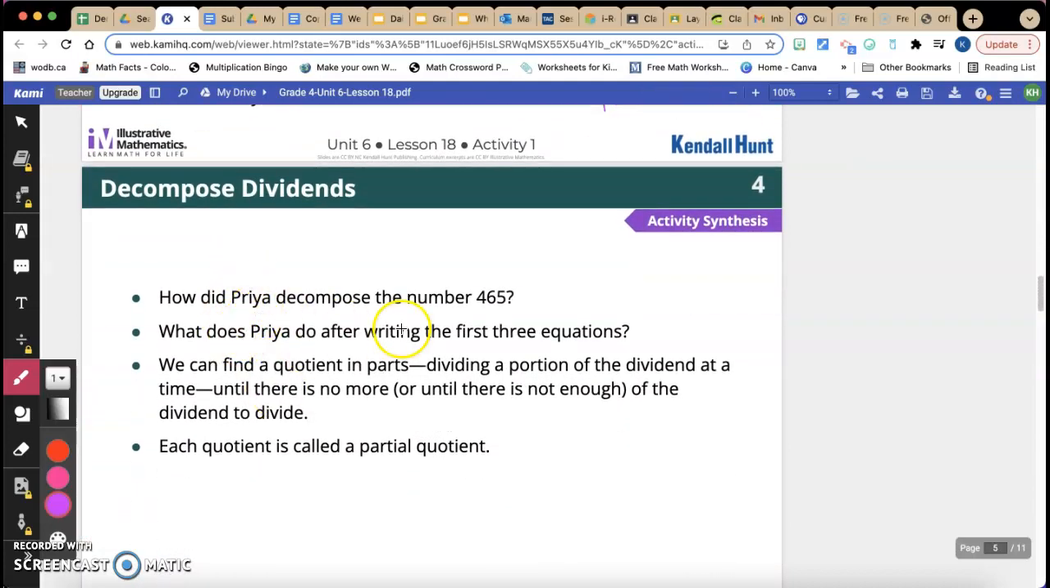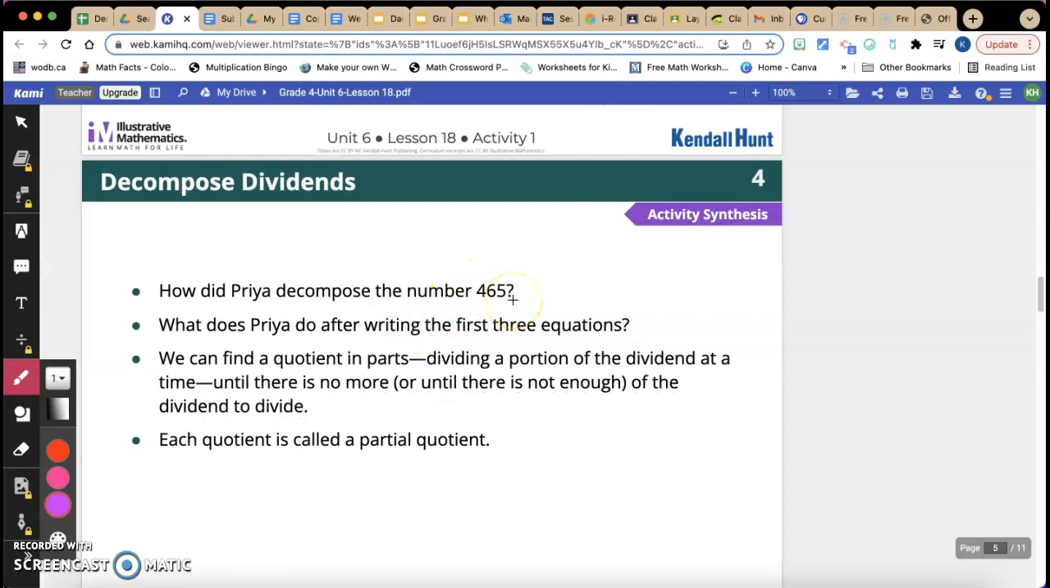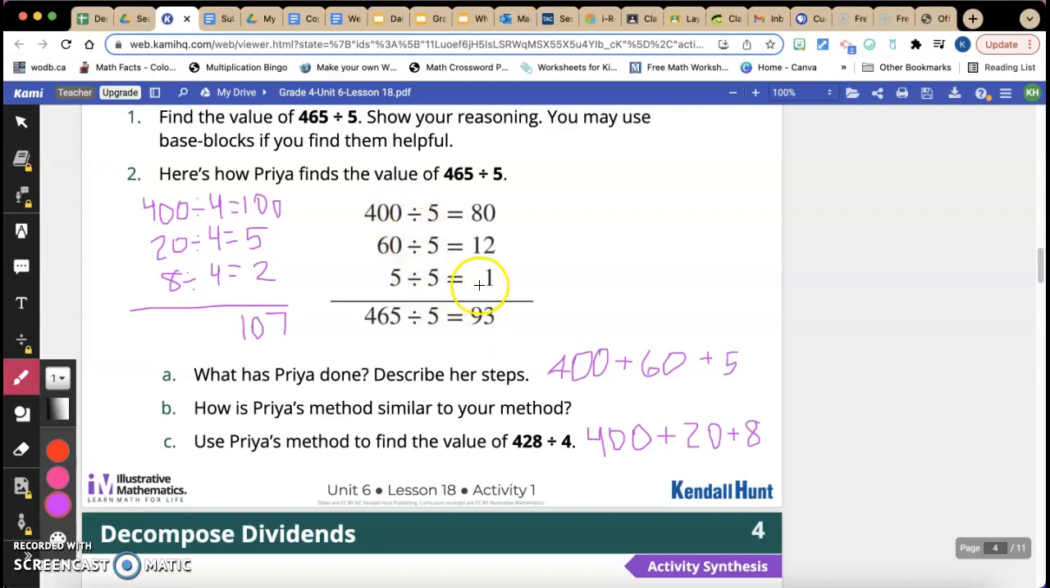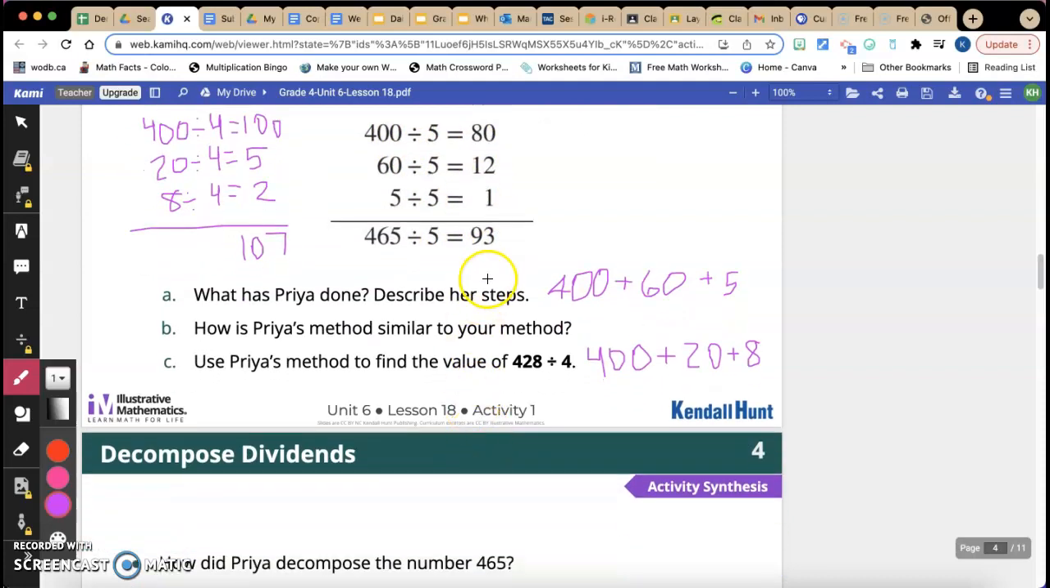How did Priya decompose the number 465? She said 400, 60, and 5. What does Priya do after writing the first 3 equations? Well, after she writes the first 3 equations and solves those, she adds the answers together, but she also recomposes 465. So that's something that we need to do with our number. So we need to recompose 428 divided by 4.